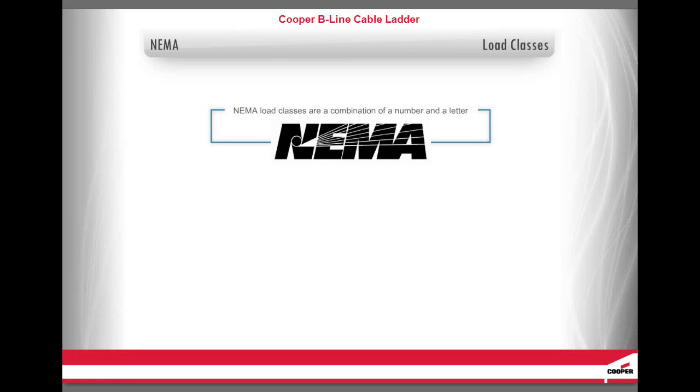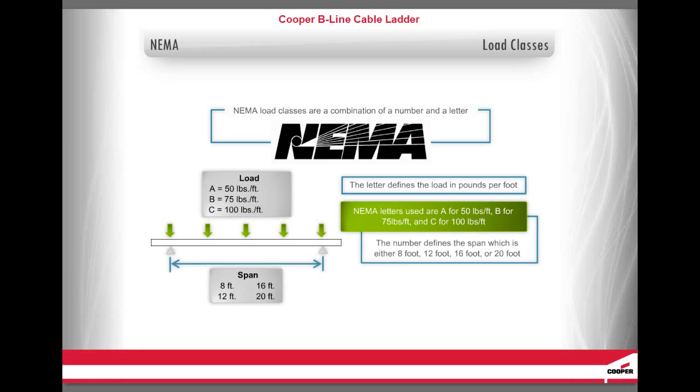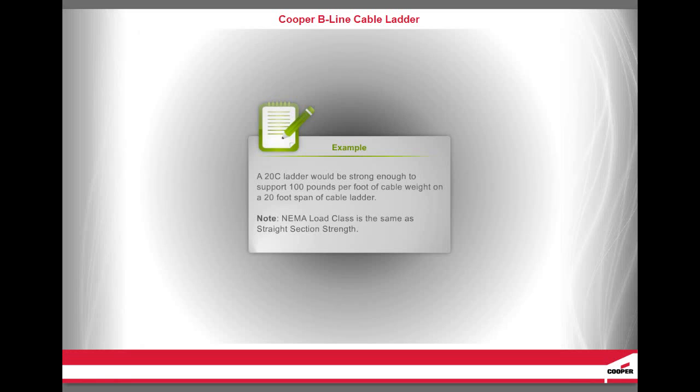NEMA load classes are a combination of a number and a letter. The letter defines the load in pounds per foot. The NEMA letters used are A for 50 pounds per foot, B for 75 pounds per foot, and C for 100 pounds per foot. The number defines the span. NEMA span is either 8 foot, 12 foot, 16 foot, or 20 foot. A 20C ladder would be strong enough to support 100 pounds per foot of cable weight on a 20-foot span of cable ladder. Note, NEMA load class is the same as straight section strength.